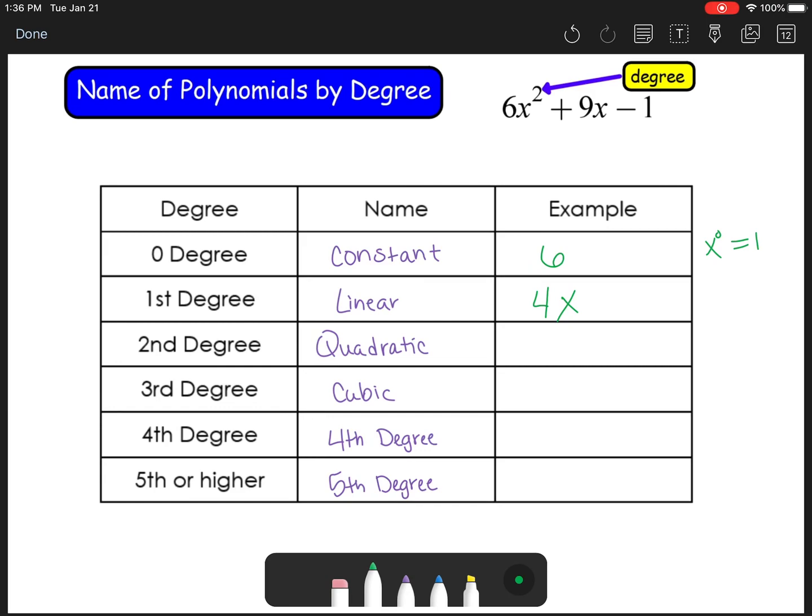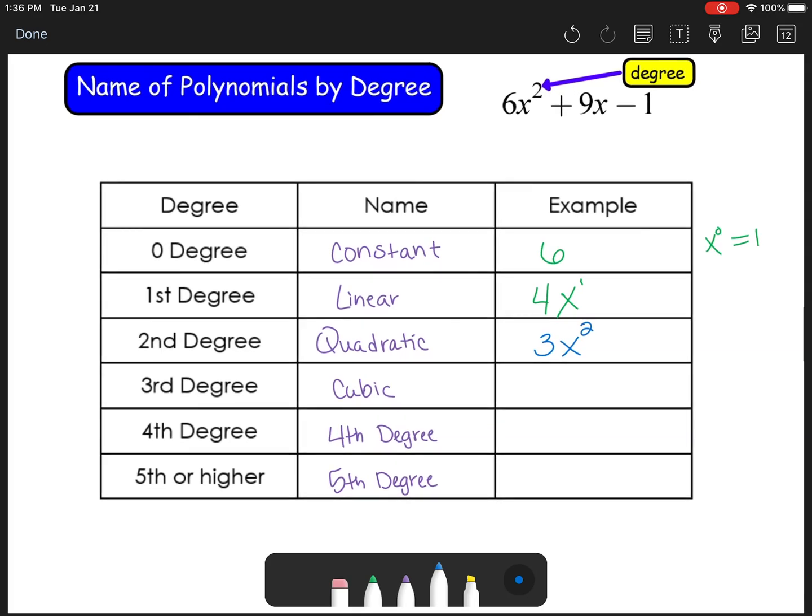So something like 4x would be linear because it's got that exponent of 1. Quadratic, we're going to spend a lot of unit or semester 2 looking at quadratics. That's if you have something like 3x squared. All right, it's that second degree, which makes it a quadratic.